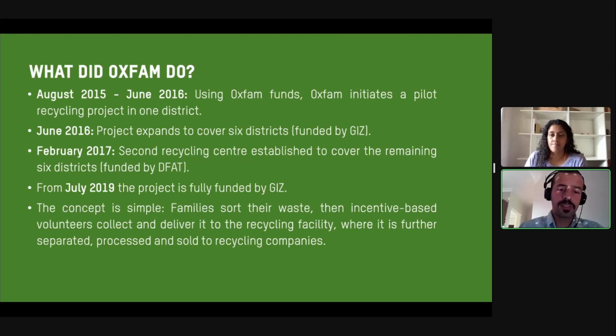Oxfam invested 60 GBP from its own fund to pilot a project for 1 year, and it succeeded. And then we got a fund from GIZ in August 2015 to establish the project. So we started the project in 2016. Then we expanded in 2017 to include 100% of the camp. It was under DFAT, the Australian government, and GIZ, but now it's fully funded by GIZ.